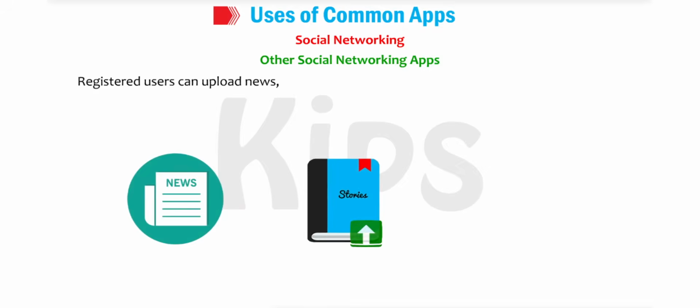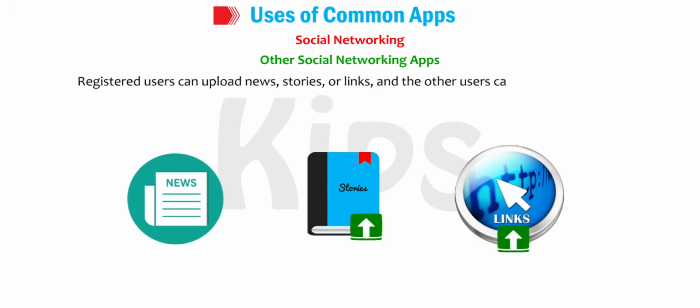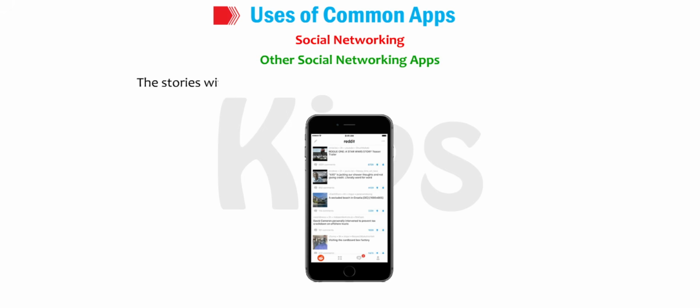Registered users can upload news stories or links, and the other users can rate these stories by voting them up or down. The stories with the most upvotes are moved to the top of the category.